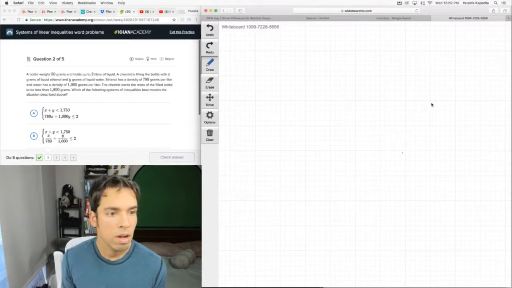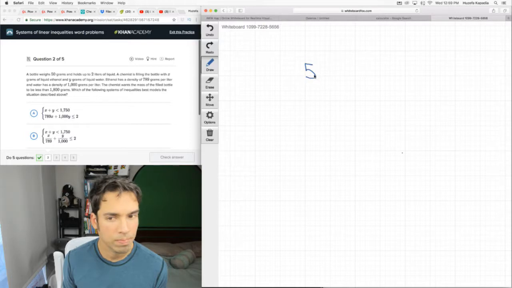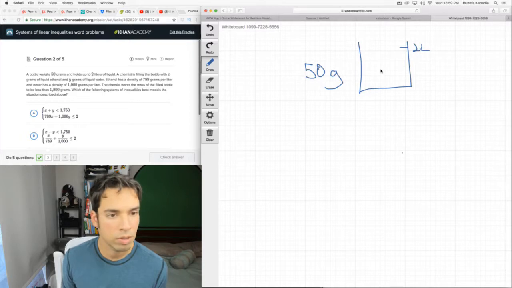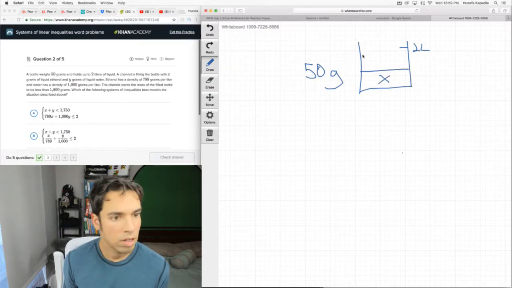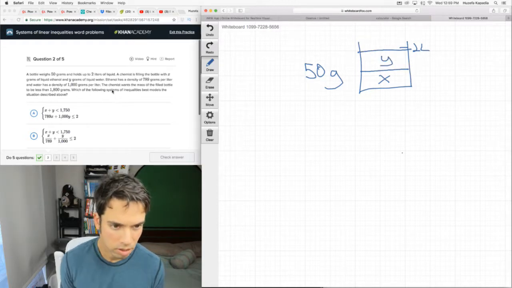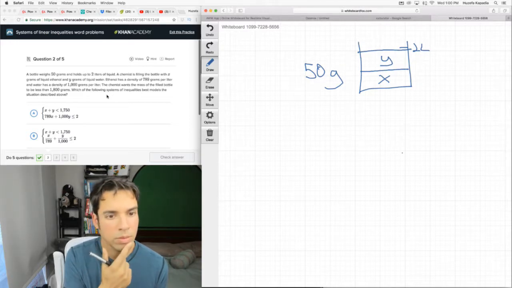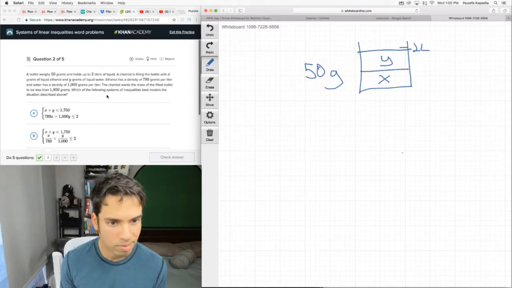This is no calculator. A bottle weighs 50 grams and holds up to 2 liters of liquid. A chemist is filling the bottle with X grams of ethanol and Y grams of water. Ethanol has a density of this and water has a density of this. The chemist wants the mass of the bottle to be less than 1,800 grams. Which of the following systems of inequalities best models the situation described above?